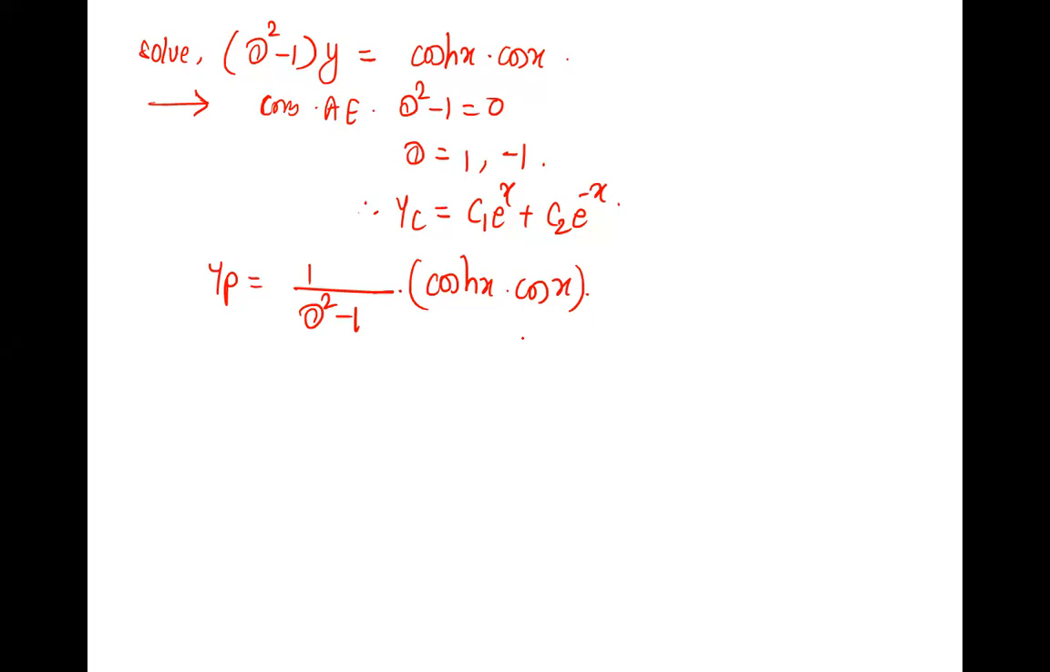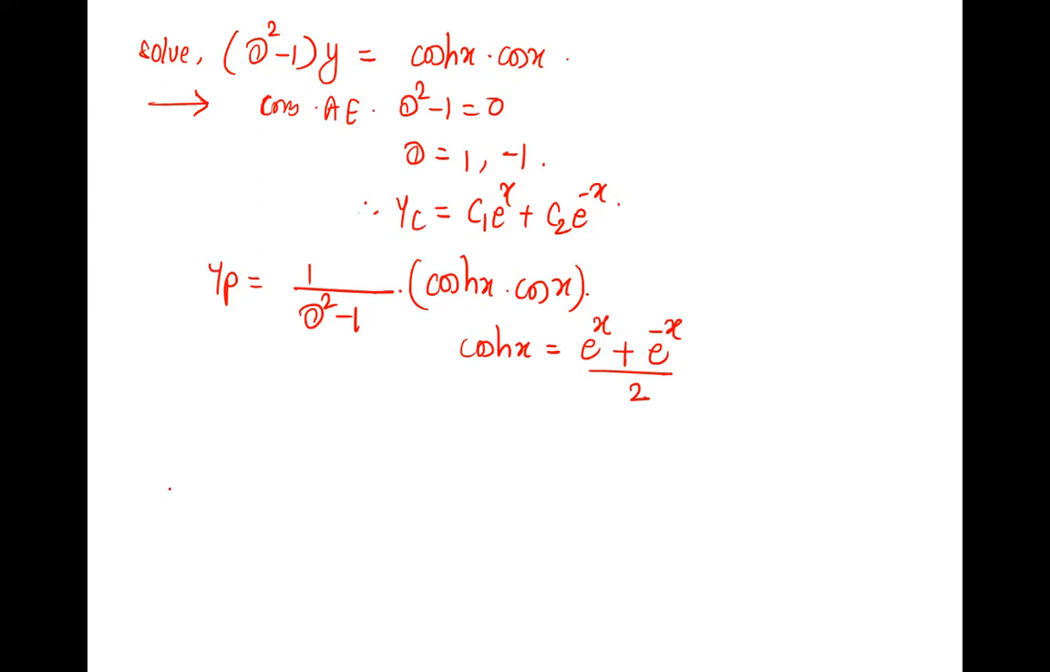Cos hyperbolic x is equal to, what is that formula? e raised to x plus e raised to minus x divided by 2. What will we get from this? e raised to x as a function. Yes, e raised to x into cos, e raised to minus x into cos, means which case?